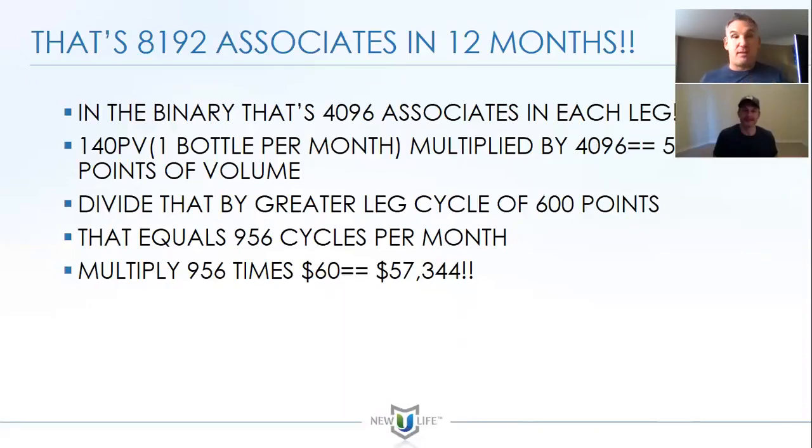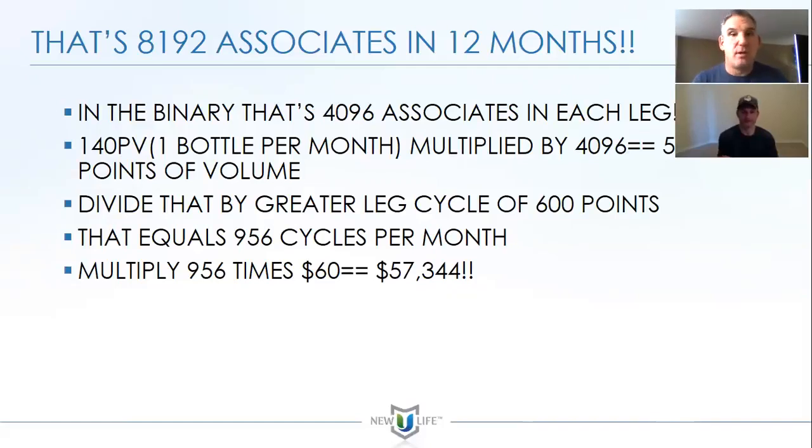Everyone's using 1 bottle a month. That's 140 PV, right, or GV, group volume. If you multiply 4,096 times 140, it's 573,440 points of volume. And you divide that by a greater leg cycle. Again, we're adding 600 and 400 points. Every 1,000 points creates a cycle, triggers the $40 bonus or $60 bonus. $40 bonus for promoter, coordinator, and anything from coach and above is a $60 bonus.